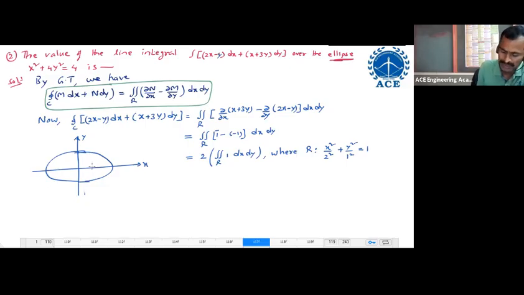Here a equal to 2 is greater than b equal to 1, so the major axis is the x-axis only. This is 2. Here x equal to 2, and this is x equal to minus 2. The equation of this ellipse is x square plus 4y square equal to 4.